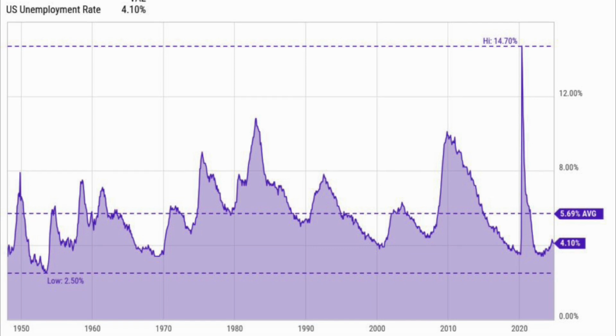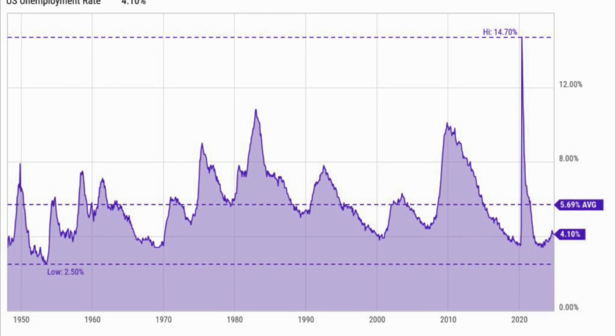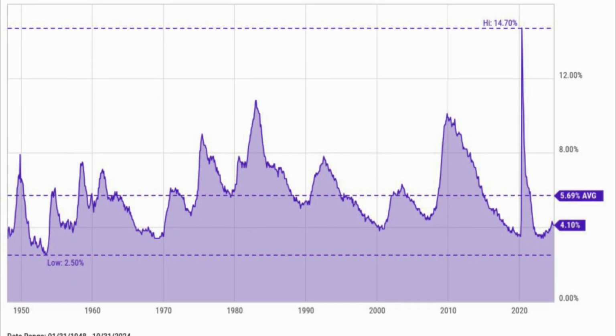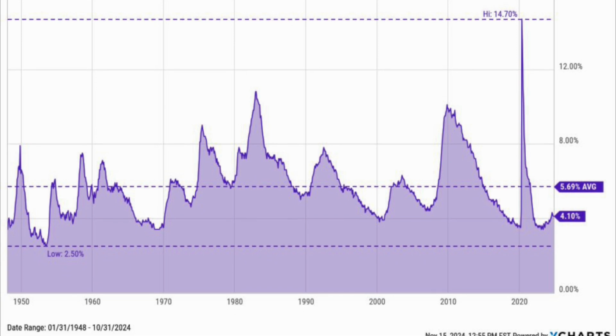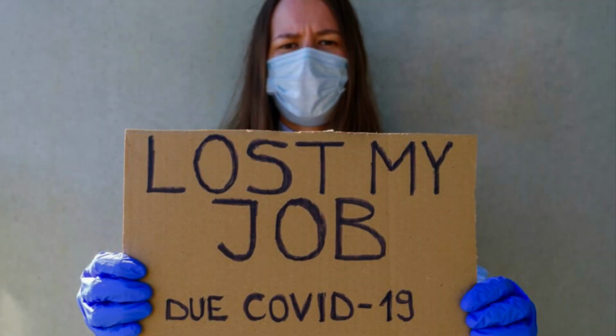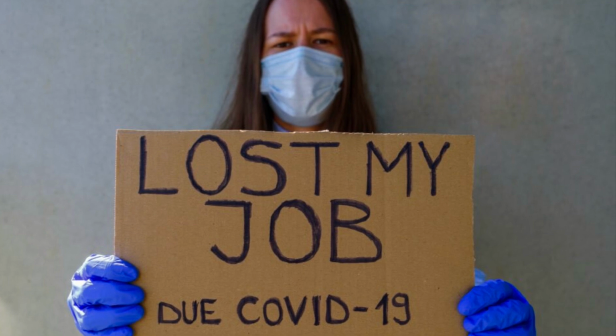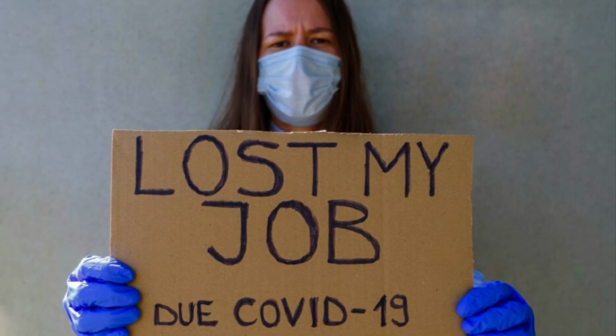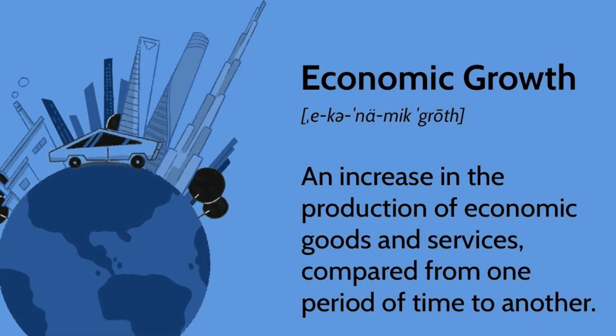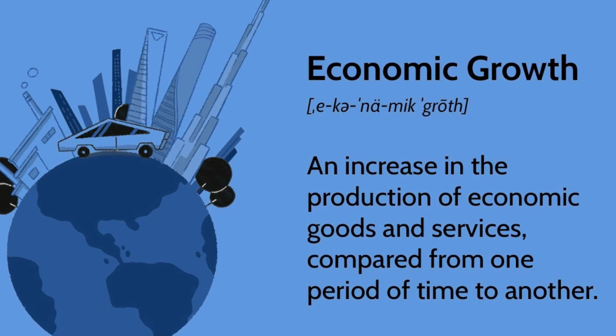Historically, the U.S. unemployment rate has averaged around 5.68% from 1948 to 2024, with notable peaks during recessions. For instance, it reached 14.8% in April 2020 during the COVID-19 pandemic. Next, we're going to talk about the current rate of economic growth.